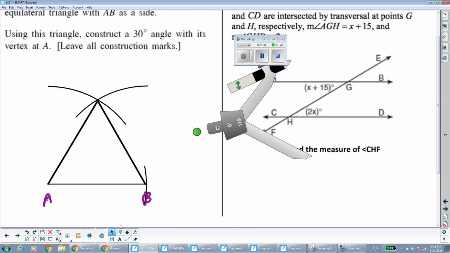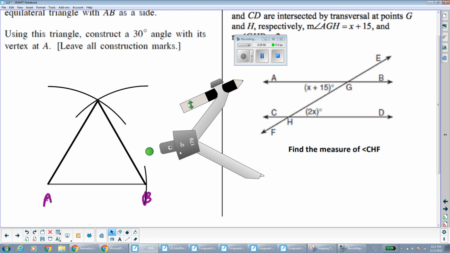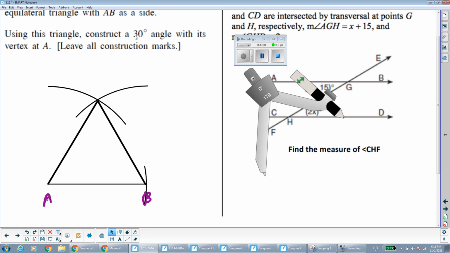Remember, if all the sides are equal in a triangle, all the angles are equal. So if all the angles in a triangle add up to 180 degrees and we have 3 equal angles, that means each one's 60. 60 plus 60 plus 60 is 180. In order to get 30 from a 60-degree angle, you just have to cut it in half. And that's our angle bisector construction. So you can bisect angle A because it says the 30-degree angle should have a vertex at A.